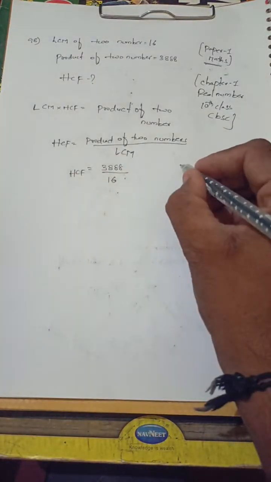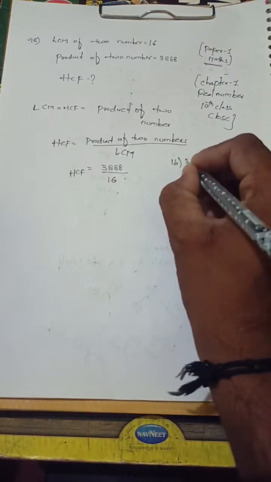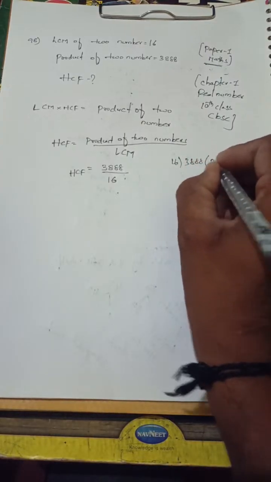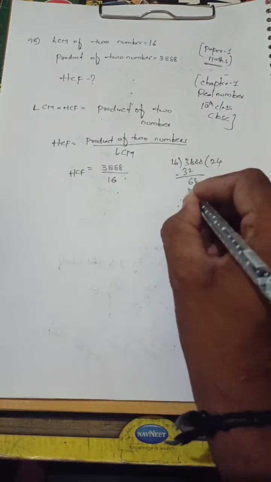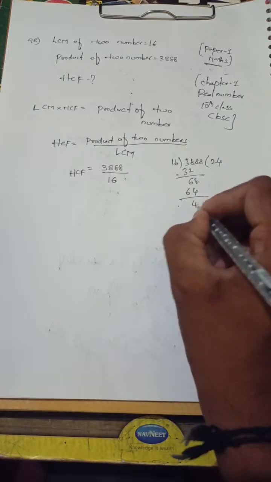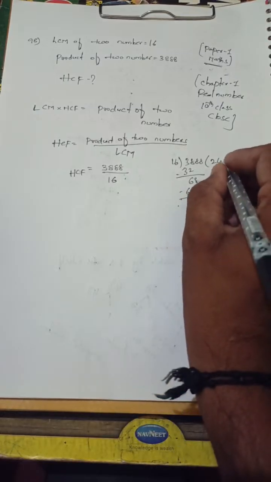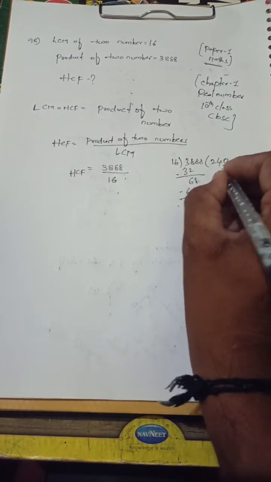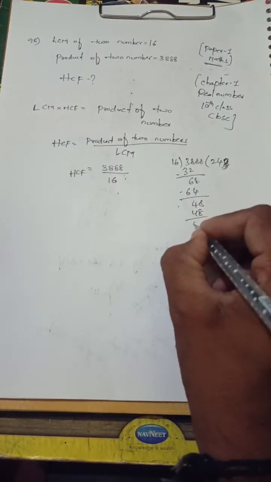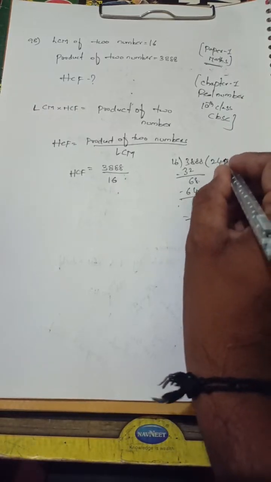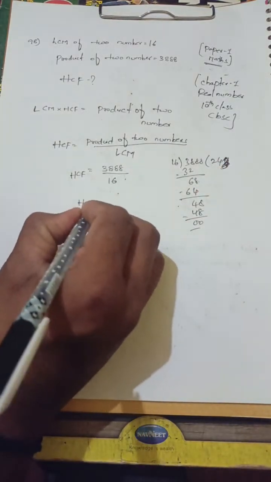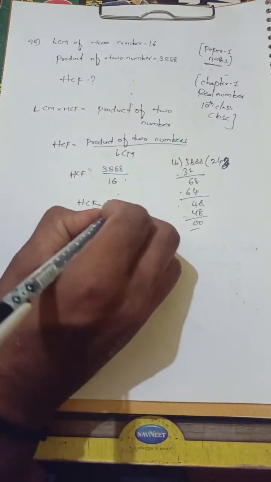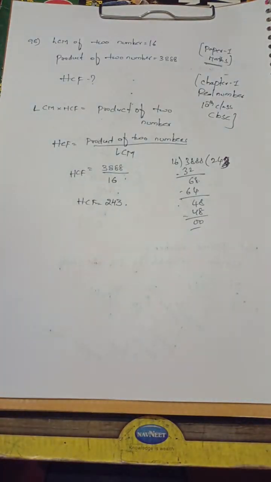So we are doing the division, 16 into 3888. 16 2s are 32, the remaining is 68. 16 4s are 64 and the remaining is 48 after doing the subtraction. 16 3s are 48. So what answer are we getting? 243. So the HCF of the two numbers is 243.